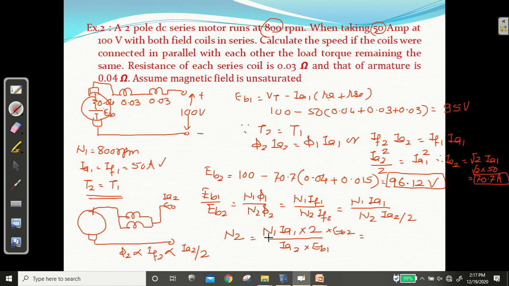So by using the calculator you can get it. So by using this you will get N1. I know N1 is 800, it is given. IA1 we have given, 50 ampere, into 2 into EB2 we know, 96.12, upon IA2. What is the value of IA2? I got 70.7, into EB1 we got 95.